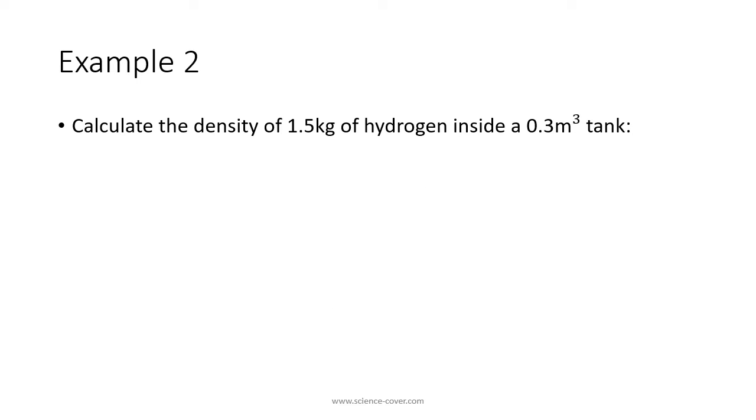Example 2. Calculate the density of 1.5 kilograms of hydrogen inside a 0.3 meter cubed tank. First, we place the equation. Density is the mass divided by the volume. Then substitute in the two numbers that were given in the question. So mass is 1.5 kilograms and volume is 0.3 meters cubed. The 1.5 divided by 0.3 gives me 5. So the density is 5 kilograms per meter cubed.